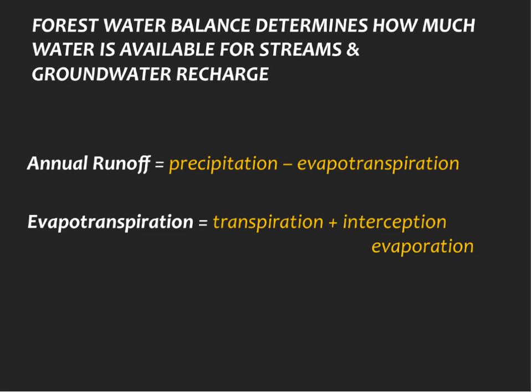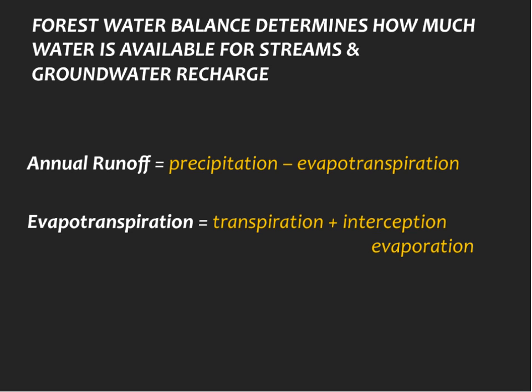So ultimately, what determines how much water comes off in either surface runoff or how much comes off in terms of being able to recharge deep groundwater is determined by the balance of the forest water balance. And that is essentially, in its simplest form, the difference between how much comes in precipitation and how much is lost in evapotranspiration.